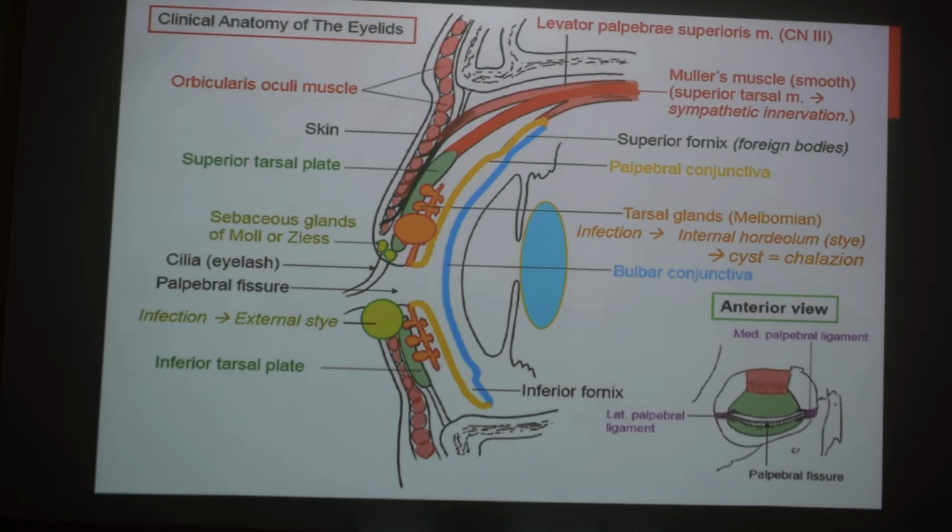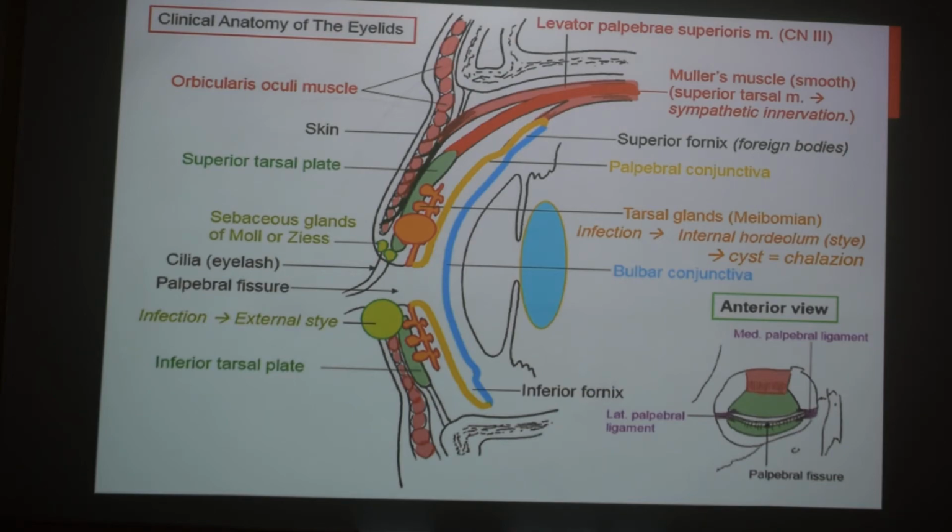But you need to see where the bulging is. If it is on the lid margin, then it is the infection of the glands of Zeiss and Moll, and that is called external hordeolum. If it is on the inner aspect of the eye, that is the internal hordeolum, and that's the infection of the meibomian glands. And sometimes there could be a chronic infection of the meibomian gland, and that is going to result in a cyst formation, which is called the chalazion.